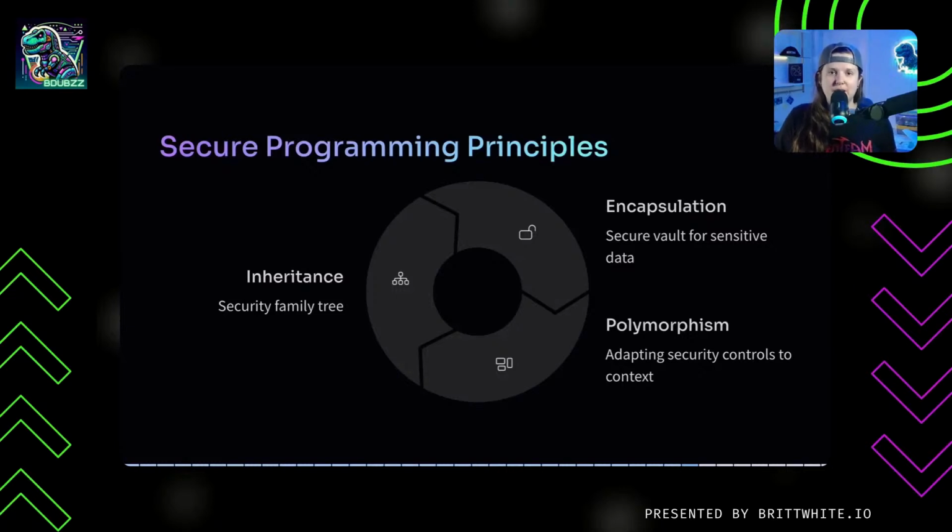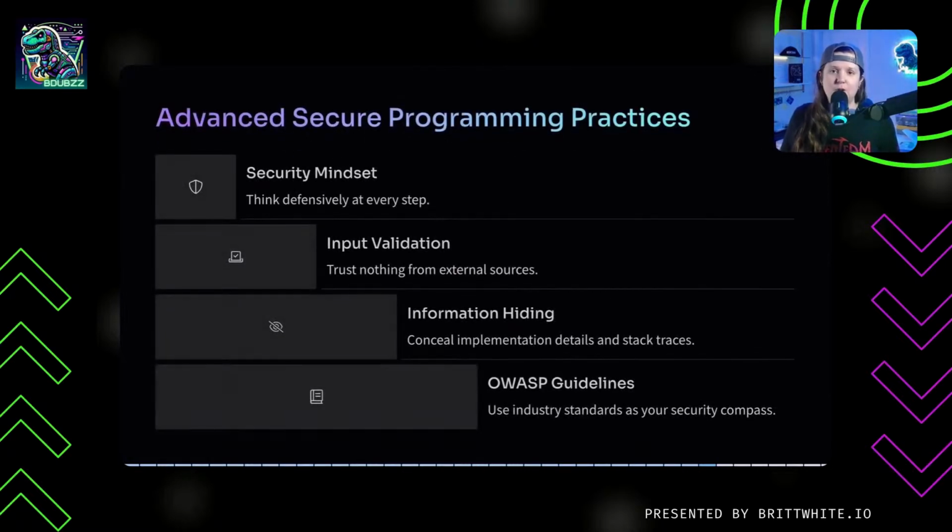Follow the OWASP Top 10 guidelines to prevent common vulnerabilities like cross-site scripting, SQL injection, and broken authentication. Implement input sanitization, output encoding, and proper session management according to OWASP secure coding practices. Secure programming goes beyond just using tools. It requires a security-focused mindset.